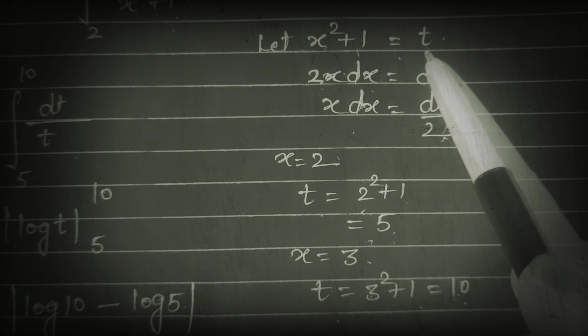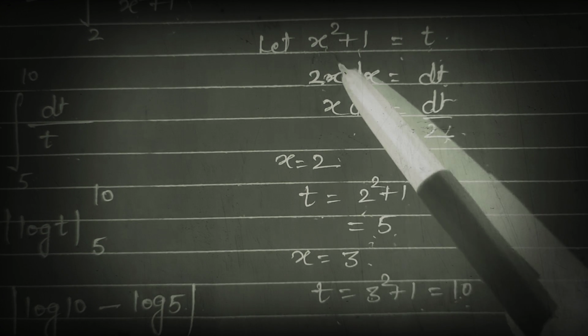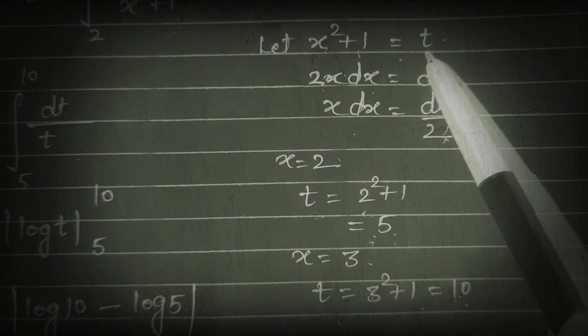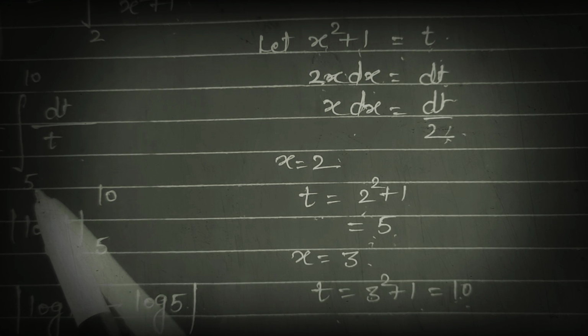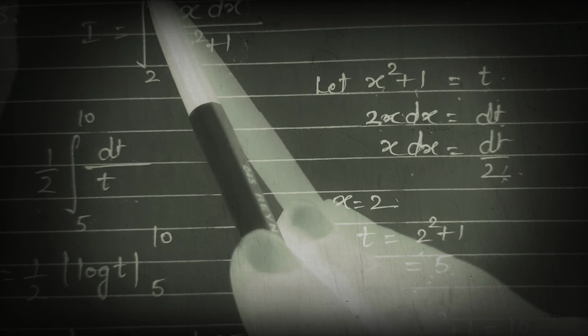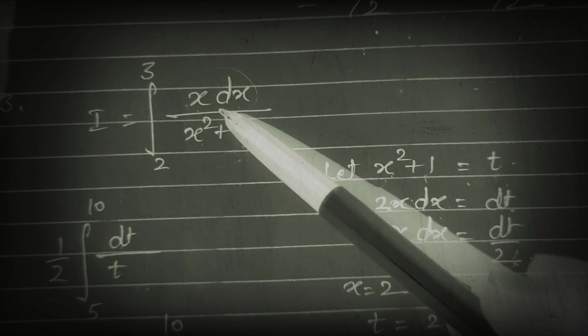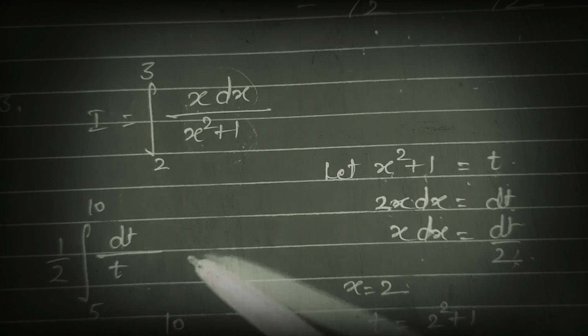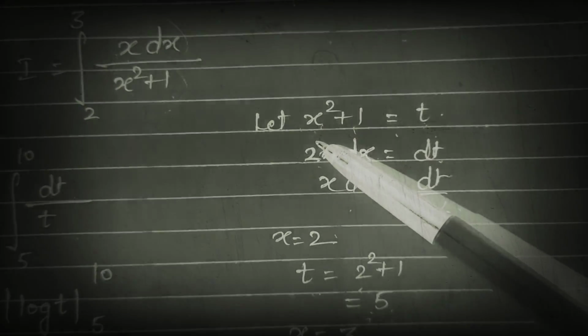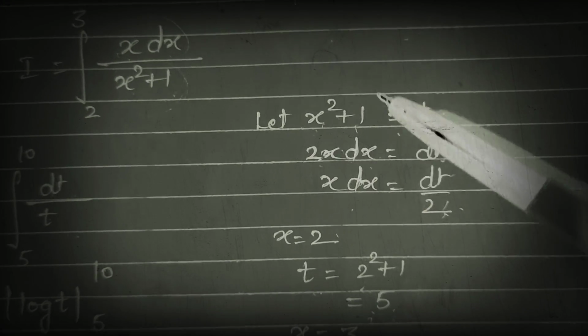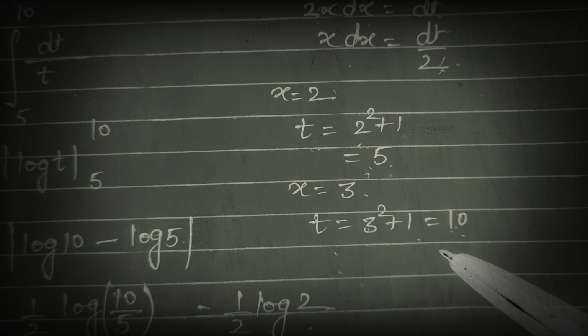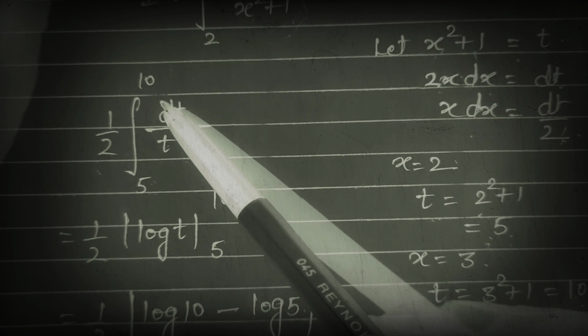Then what will be t? It is 5. If x is 2 here, then t will be 5. And the upper limit is 3. It is a value of x, but our question is in the form of t. Then we will put x is 3 here: 3 square plus 1 is 10. So the upper limit is 10.